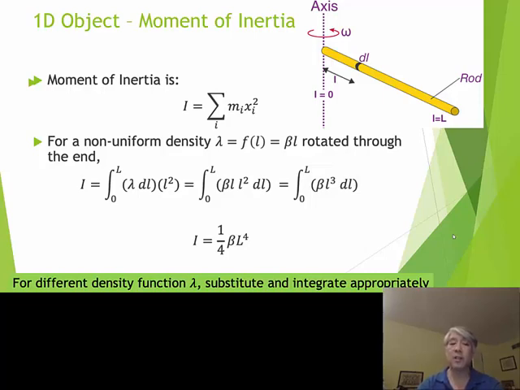For any other density function lambda, just substitute it in and integrate appropriately, and you should be able to get your answer. Thank you very much.